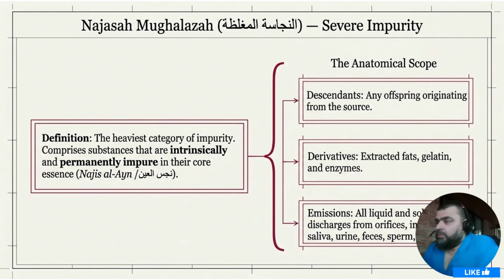The next aspect that we want to study is that we will expand upon each of these types of najasa. Najasa mughallaza, for example, is the heaviest category of impurity, and it's intrinsically impure, as we saw yesterday, and it's permanently impure. No amount of washing, cleaning, or scrubbing would render it pure or tahir. Anything that is derived from it remains impure as well, and anything that comes out of that animal is impure as well, including its saliva and so on.